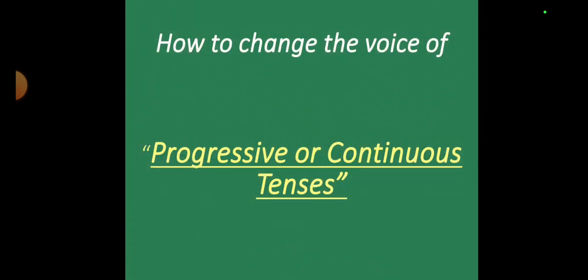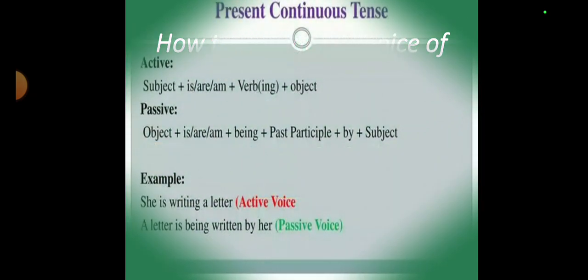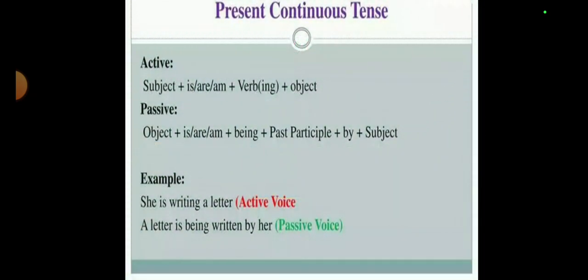Now it's the turn for present and past progressive, and the other name is continuous. Let's do first present continuous. The structures are in front of you. In active sentences, we write subject at the beginning, then comes the helping verbs, then ing form of the verb, which is called the fourth one. And lastly, we write object. This is the active structure of the sentence.